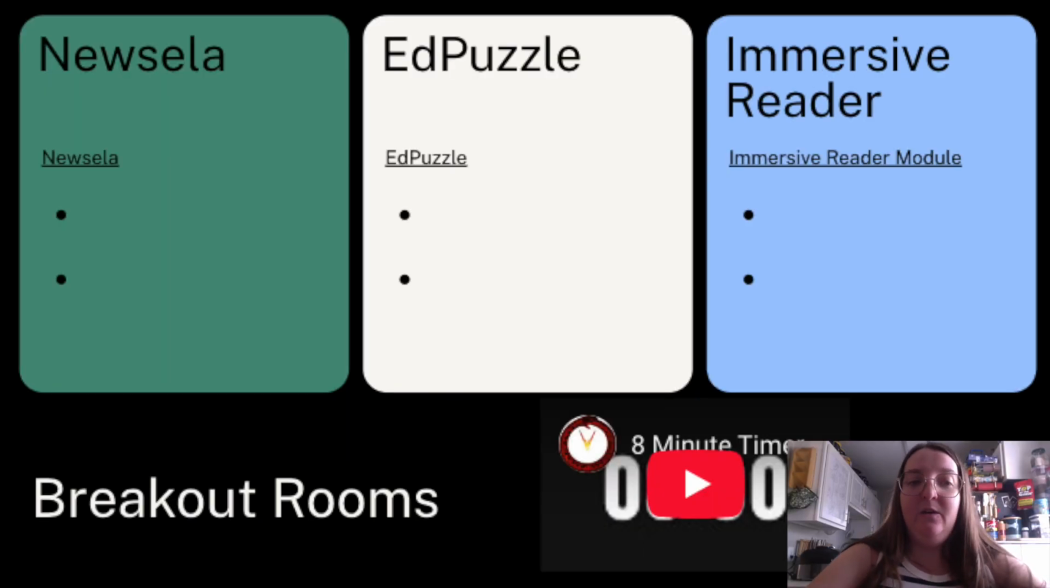I will be assigning you each into a breakout room where you and the people in your breakout room will be investigating one of these resources. We've got 3 of them. The first one is going to be Newsela, then we have Edpuzzle, and then we have Immersive Reader. I'm going to go ahead and send you into your breakout rooms. Once you are in there, please decide in your group who will be the presenter for your group, because we will be sharing 2 of your key points after about 8 minutes of collaboration. All right, I will send you to your groups.